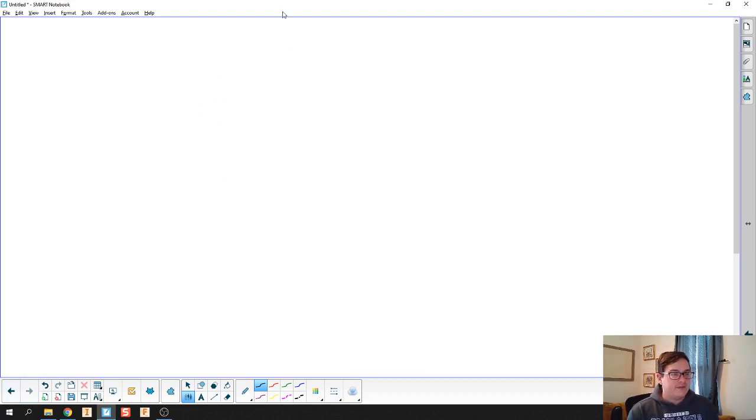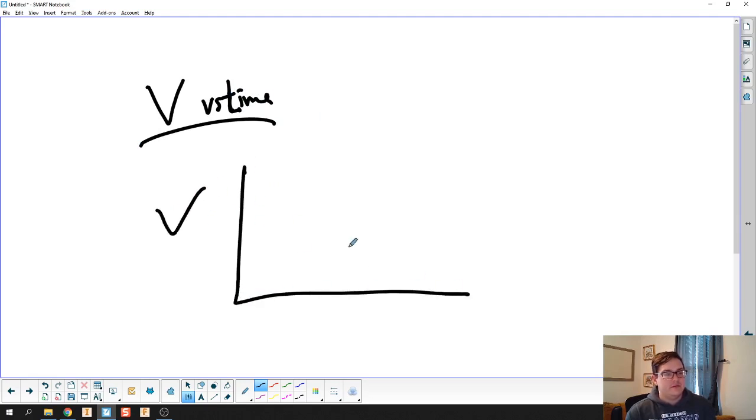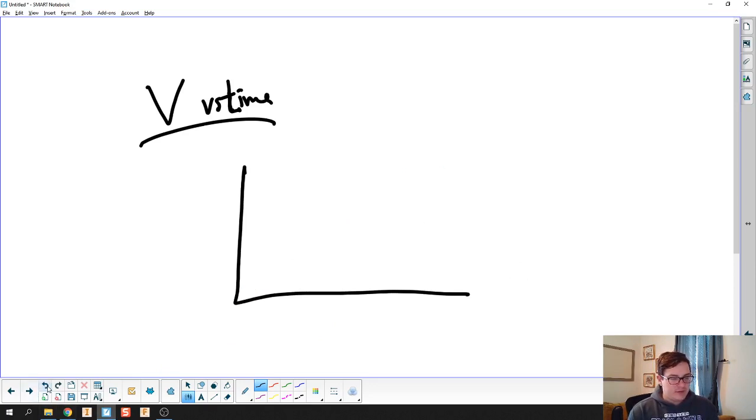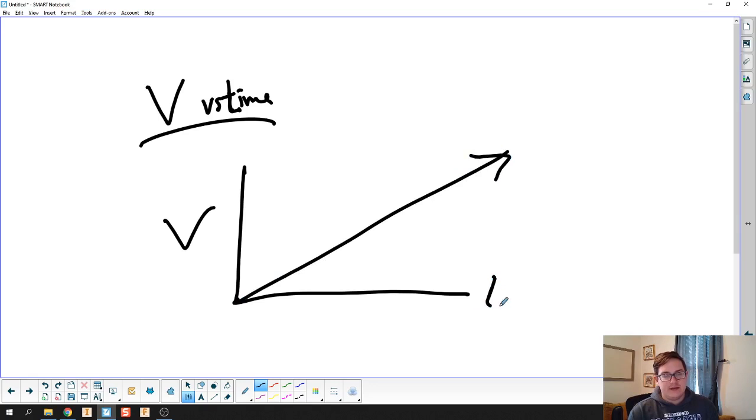So if we have, I'm going to draw just a hair bit bigger, a velocity versus time graph. So we have velocity and we have time. Let's say they give me a graph and the graph looks a little something like this. What information can I pull out of it? Velocity versus time graph looks like that. And we'll call this time interval T1.